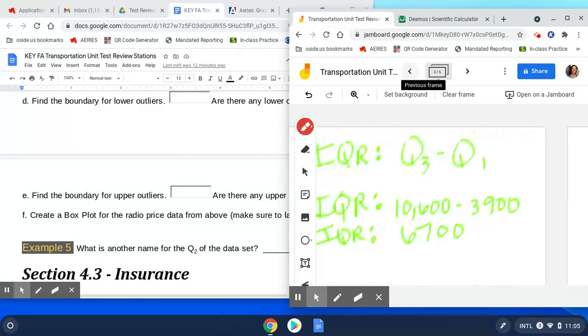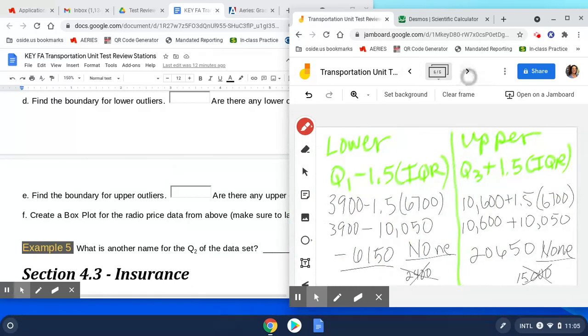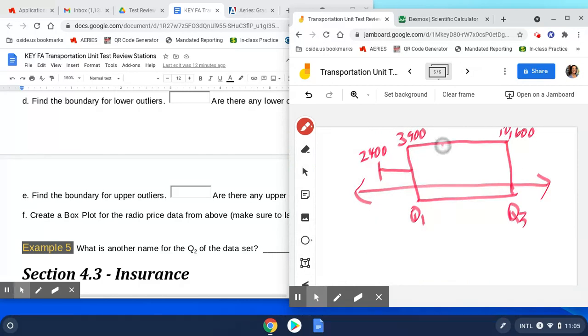Our middle, I don't remember it. Let's go back and look. Our Q2 was 5,400. So that's kind of closer to this one. And then our whisker is going to go out to the max of 15,000.